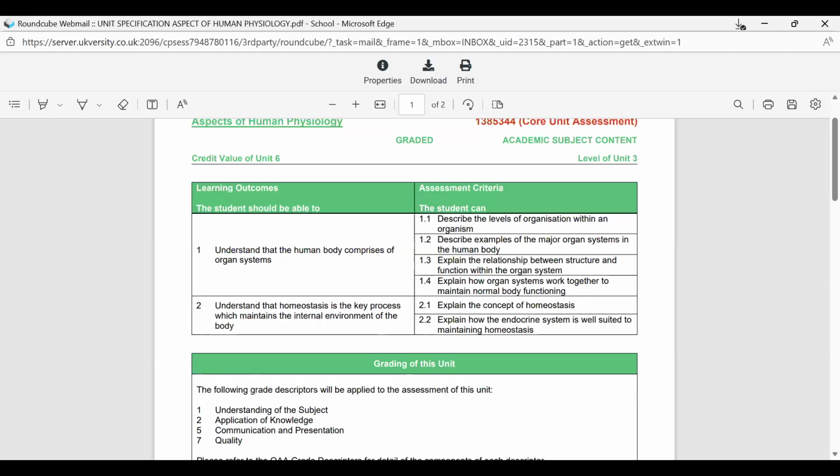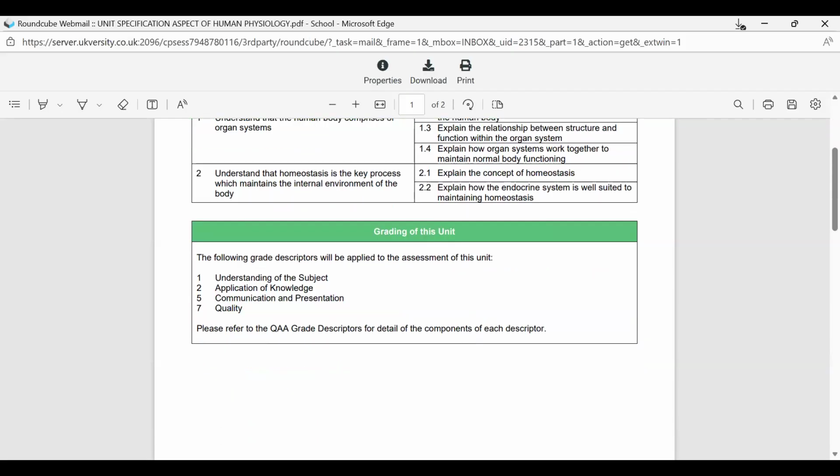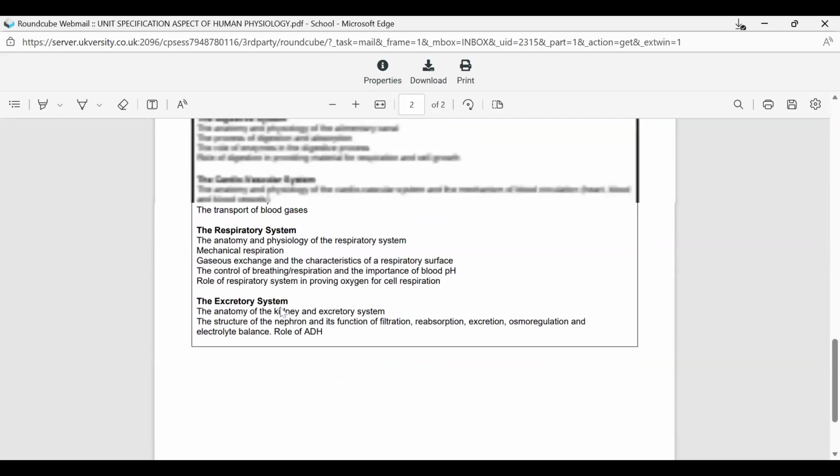Learning outcome 2 is to understand that homeostasis is the key process which maintains the internal environment of the body. In that, we look at 2.1, to explain the concept of homeostasis, and 2.2, to explain how the endocrine system is well suited to maintaining homeostasis. The grading for the unit is understanding the subject, application, communication, and quality. This looks at the indicative content, which we go through anyway when we look at each individual learning outcome.